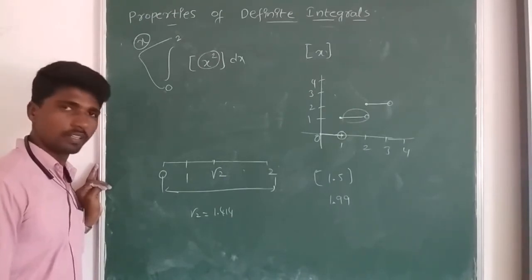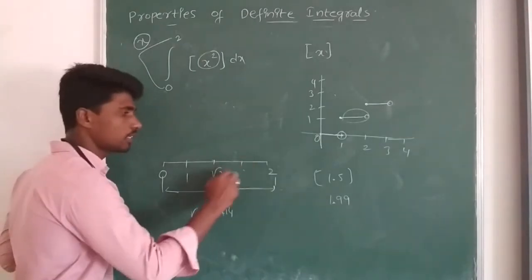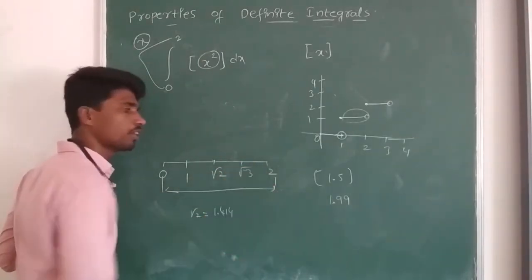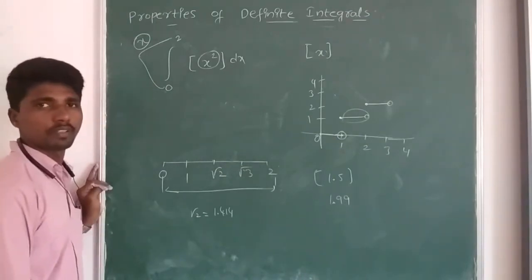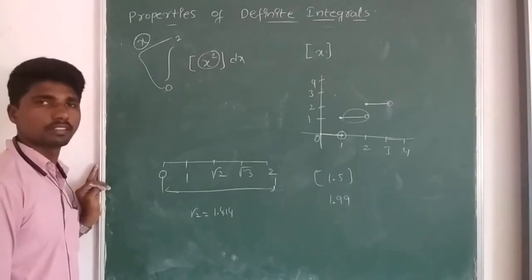1.73. Right, 1.732. So 1.732 lies in between root 2 and 2, so that also acts as a point of discontinuity. Root 3 square is 3. Yes, it is an integer.